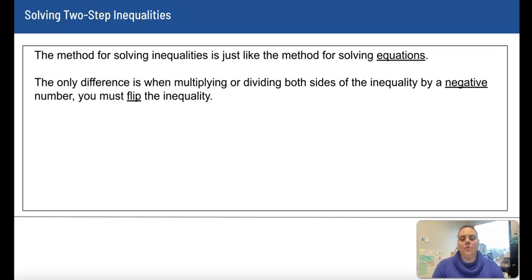Before we look at our essential question, let's take a look at some important information to remember from last time. The method for solving inequalities is just like the method for solving equations. Again, you'll want to fill in the blanks with the underlined words. The only difference is when multiplying or dividing both sides of the inequality by a negative number, you must flip the inequality.